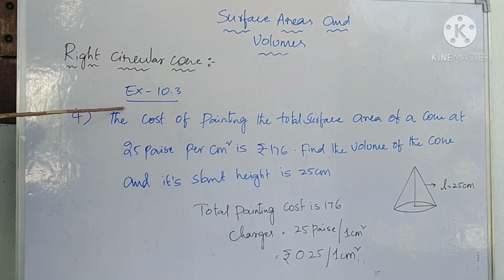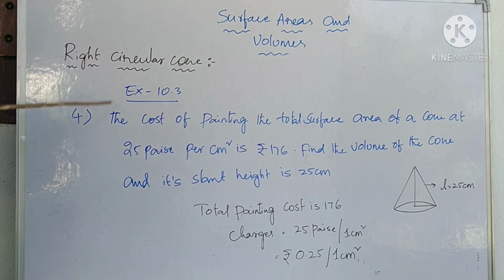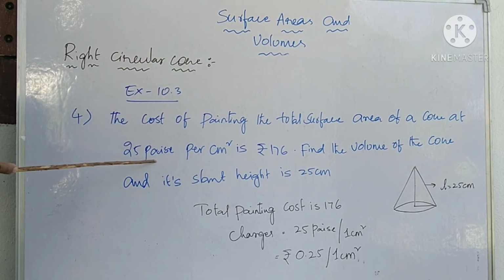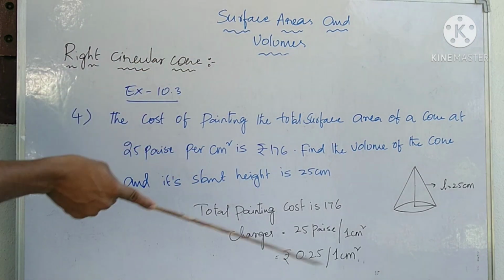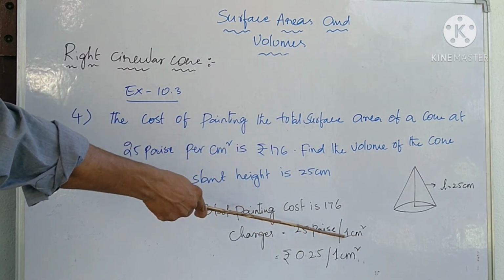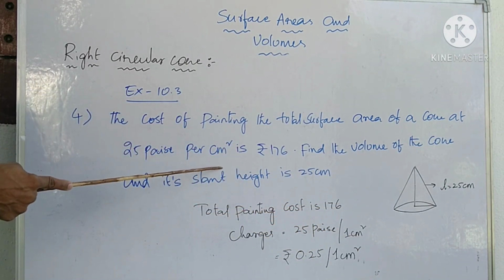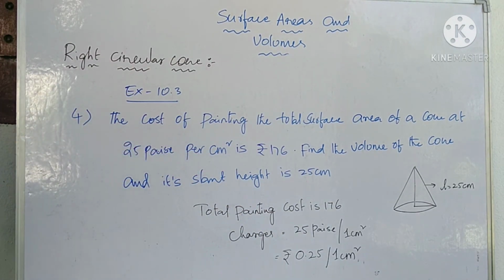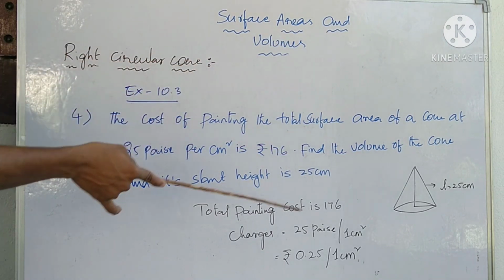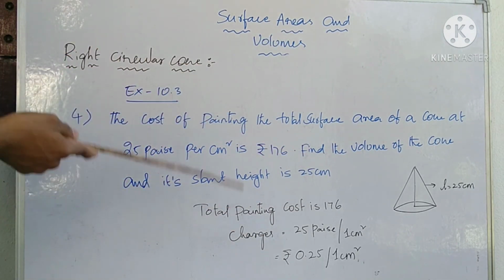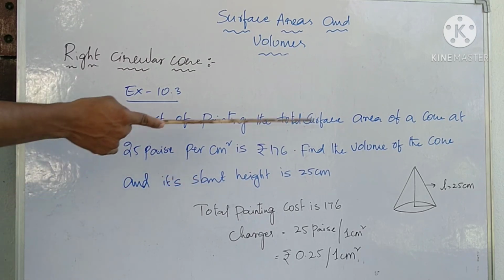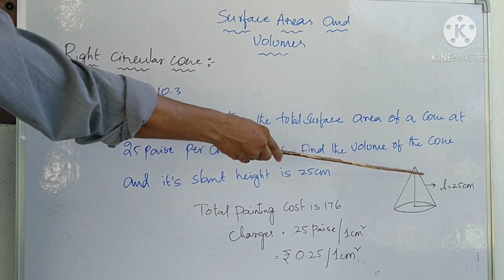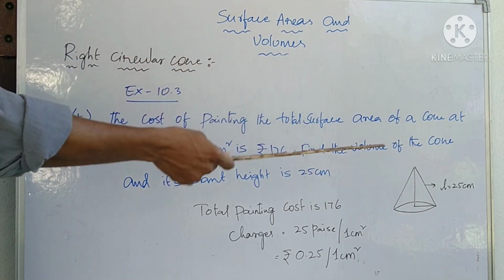This is our example 10.3, fourth question. The cost of painting the total surface area of a cone at 25 paise per centimeter square is 176 rupees. Find the volume of the cone, whose slant height is 25 centimeters. Slant height means this line, so L is 25 centimeters.